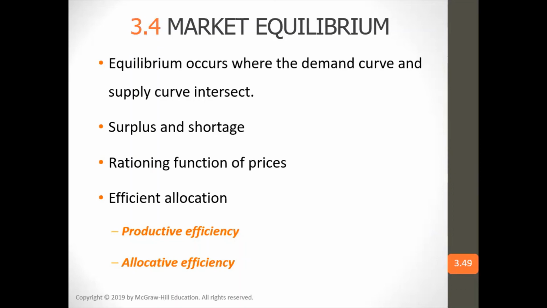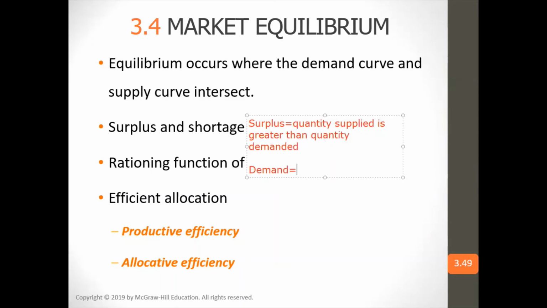So equilibrium occurs when the demand curve and supply curve intersect. Surplus and shortage. I'll show you what a surplus and shortage would be. A surplus is when quantity supplied is greater than quantity demanded. And a shortage is when quantity demanded is greater than quantity supplied.